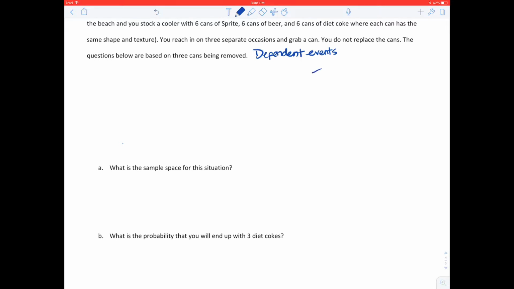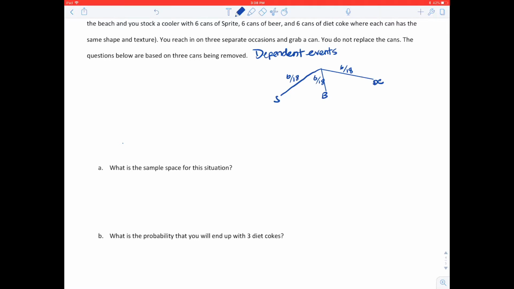...could draw initially. So we'll call this the Sprite, beer, Diet Coke. And each of them has a probability of 6 out of 18 cans of getting chosen. And notice that if you add the 3 probabilities, you get a sum of 1.